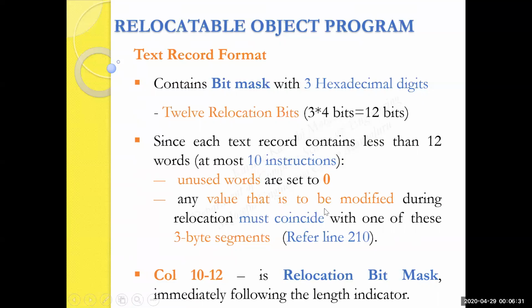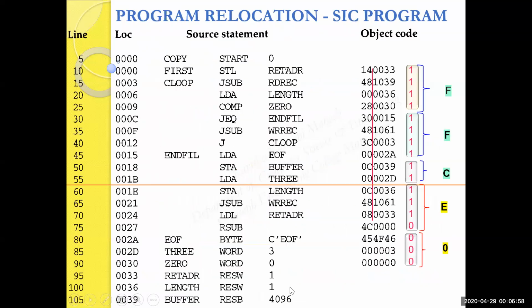And one thing that has to be paid attention to here is that a relocation bit is always associated with the 3-byte segment. So the relocation bit should always coincide with the 3-byte segment. And the relocation bit mask will be kept in the object program in a text record from column 10 to 12, immediately following the length indicator. So we have the object program with the object codes represented here for every instruction, and we have the bit masks shown here on the right hand side.